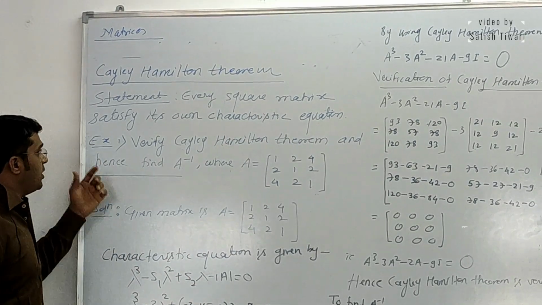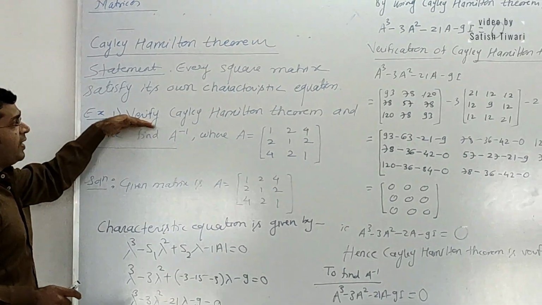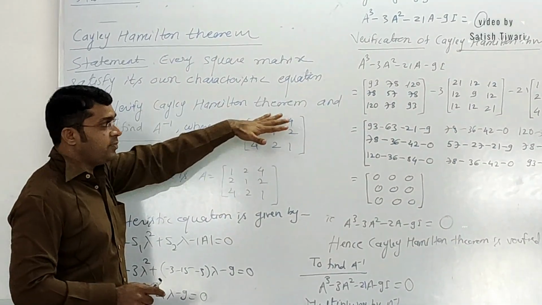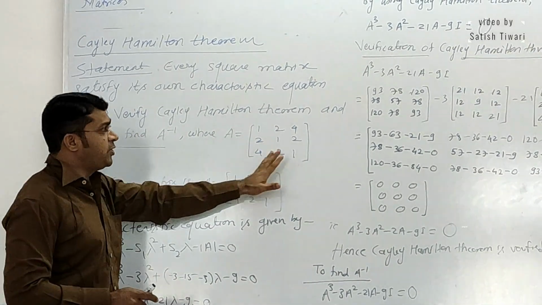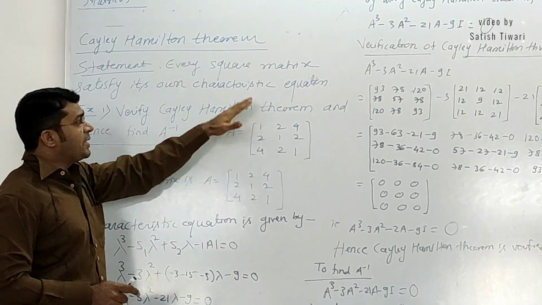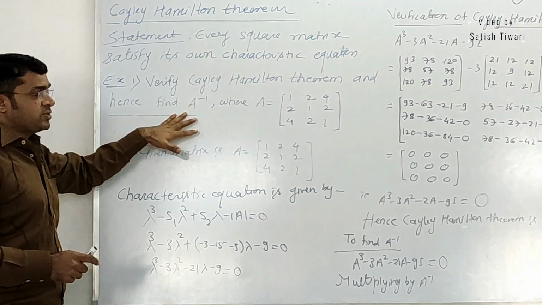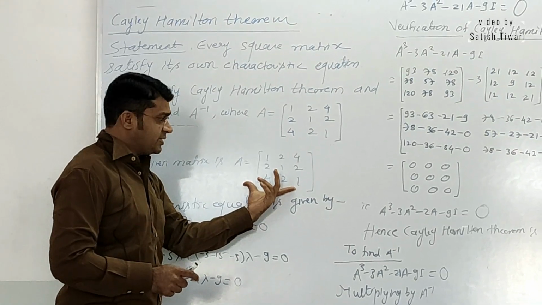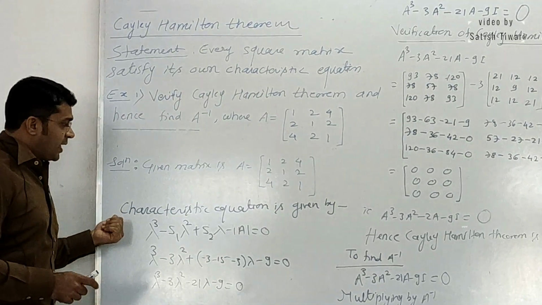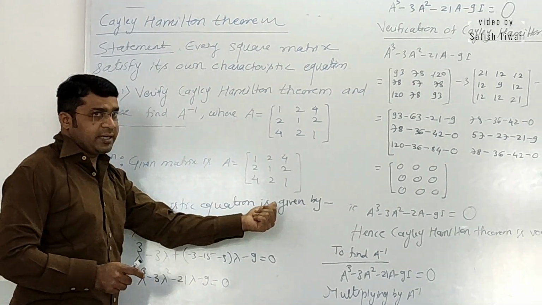So first of all, we see the example now. Verify Cayley Hamilton theorem and hence find out the A inverse, and A is given to you. So we have to use the Cayley Hamilton theorem to get the inverse. So first of all, we just write down here the matrix as it is, and we will find out the characteristic equation for that given matrix.